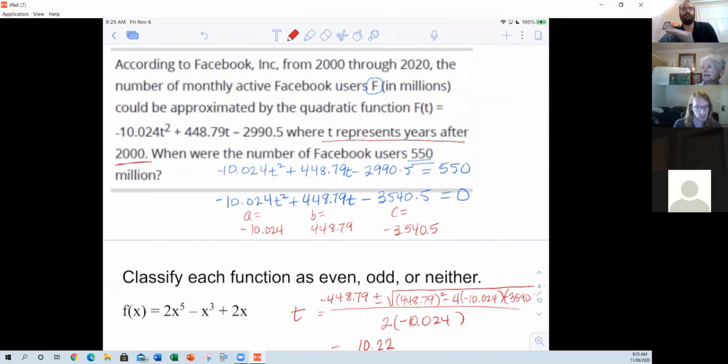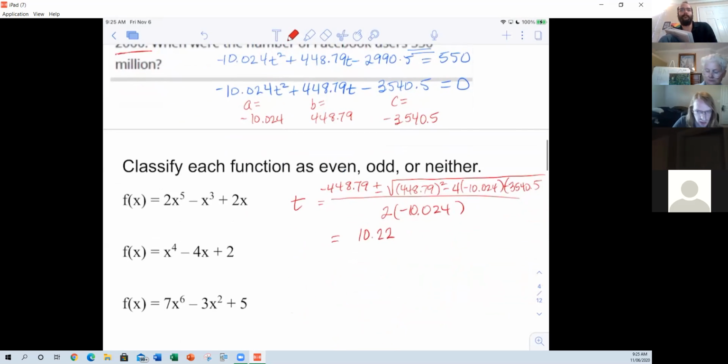T would represent the number of years after the year 2000, right? So when would the Facebook users be 550 million? What year? 2010. Yes. It'd be 2011 though, right? Because it wouldn't carry you into 2011 if it's past 10? Well, you're still in the 10th. Because one whole year equals 1, and anything past that is into the next year. So I think 2011.